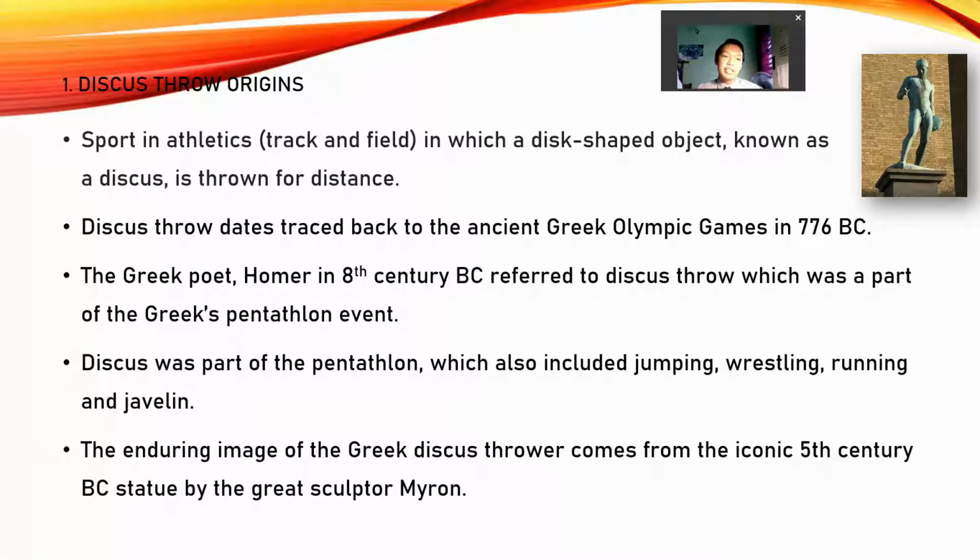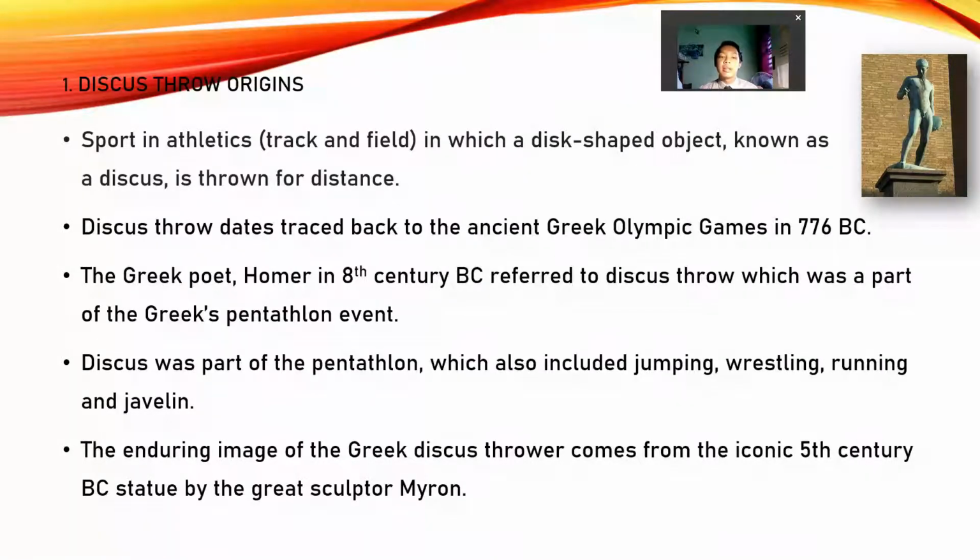Discus throw origins. Discus is a sport in athletics, which is track and field, in which a disc-shaped object, also known as a discus, is thrown for distance. Discus throw dates back to the first ancient Greek Olympic Games in 776 BC, where the sport was prized for its display of an athlete's precision and coordination combined with his physical strength.